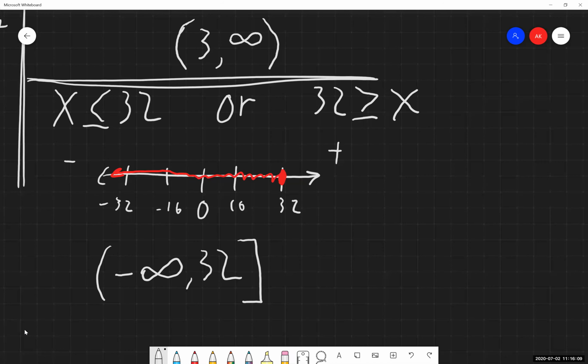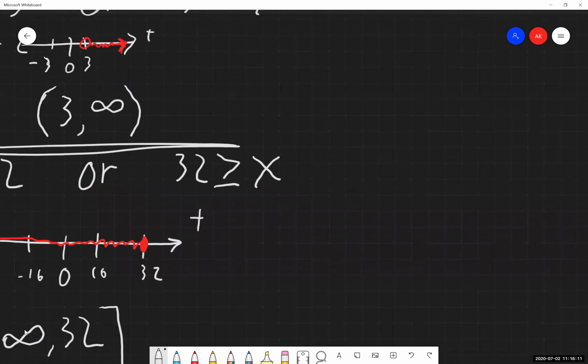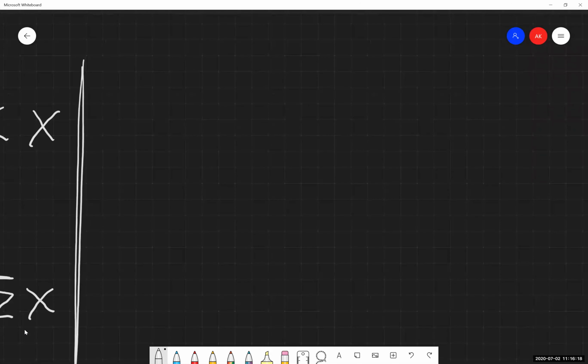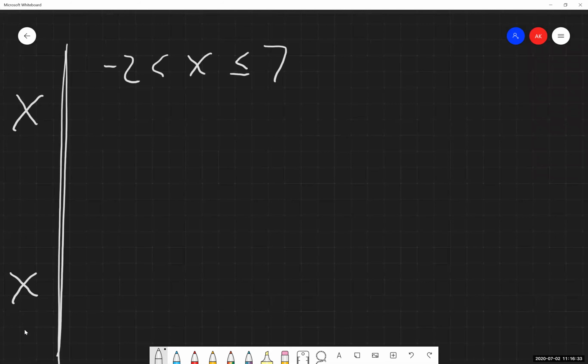Now there was another one that's written in there, and it's a bit less common in this particular section that we're working with, but I think it's worth going through all the same. We had negative 2 is less than x, which is less than or equal to 7. Now, if we were to translate this, because it's currently written in inequality notation, into interval notation, we'll do a quick number line.